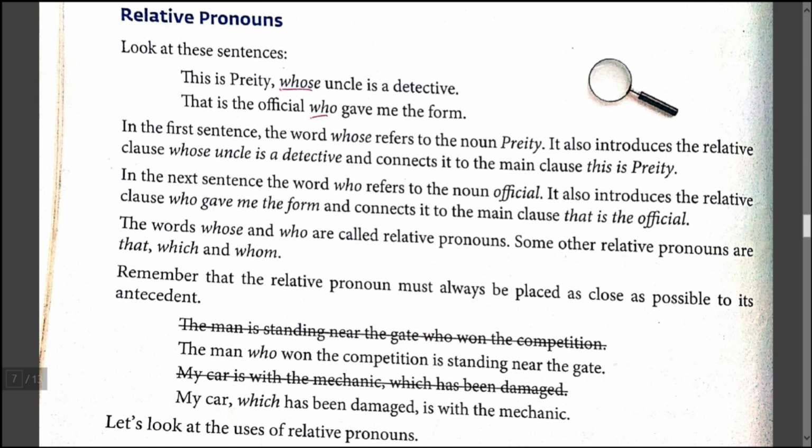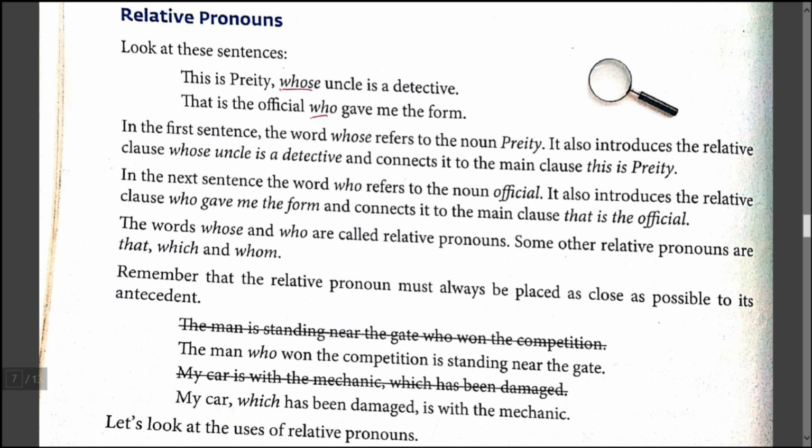Let's go in detail. What was the first sentence? This is Preeti whose uncle is a detective. In the first sentence, the word whose refers to the noun Preeti. It also introduces the relative clause whose uncle is a detective and connects it to the main clause. In the exam, students, it will come as: this is Preeti, dash, uncle is a detective. Then you will be writing whose.